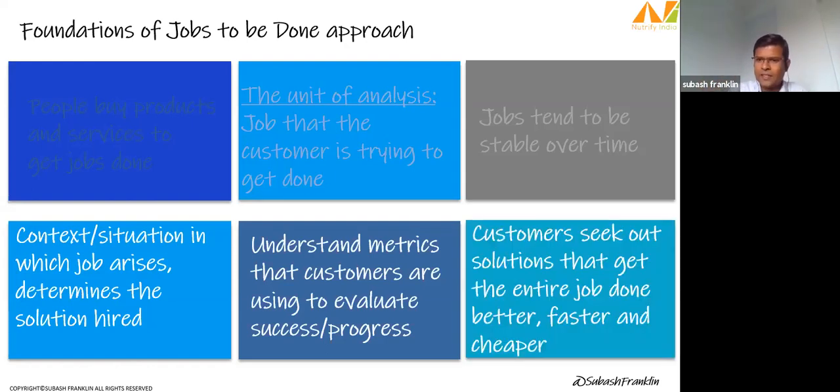And customers seek out solutions that get the entire job done better, faster, and cheaper. I mean, it's like saying today, if you look at any ad platforms, for example, Facebook, where you can create a creative, you can buy a media, you can select the audience. So that whole idea is that in a platform, people want to get multiple jobs done in a single platform.